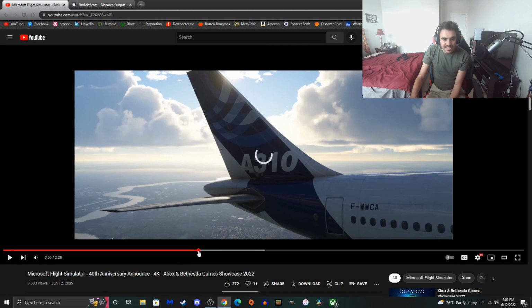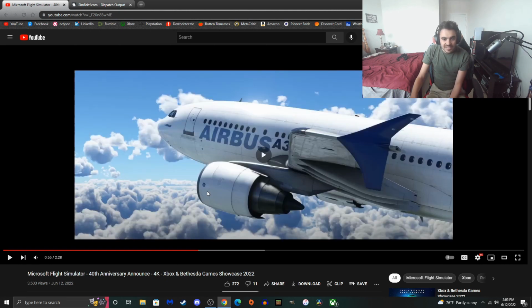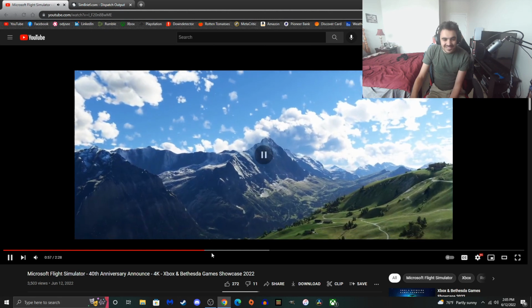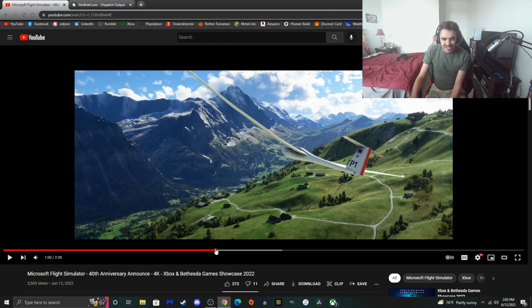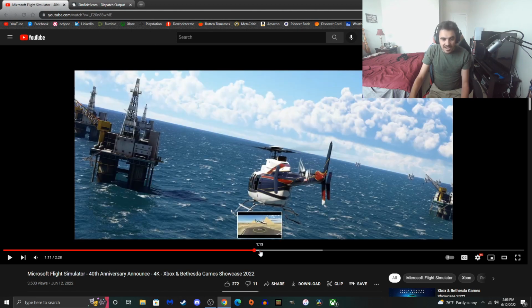How tiny is this thing? Yeah, man, this is what I'm probably most excited about: gliders, because I just love soaring. If I could actually become a real life pilot, I want to get certified to fly one of these things because it's a very useful skill to have as a pilot. In case you ever have an engine failure, you know how to soar and glide. And then, of course, there's helicopters. Yeah, that's gonna be awesome.